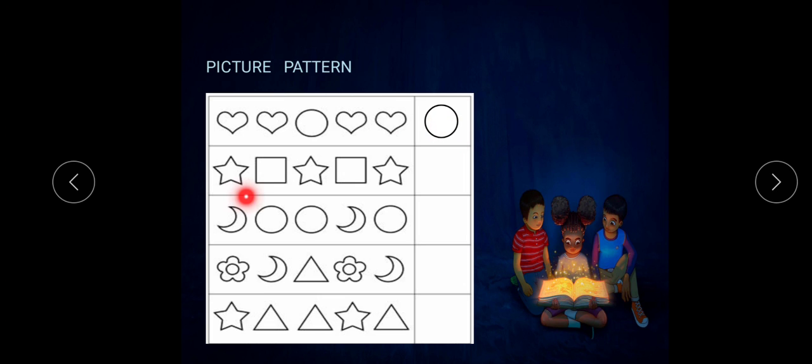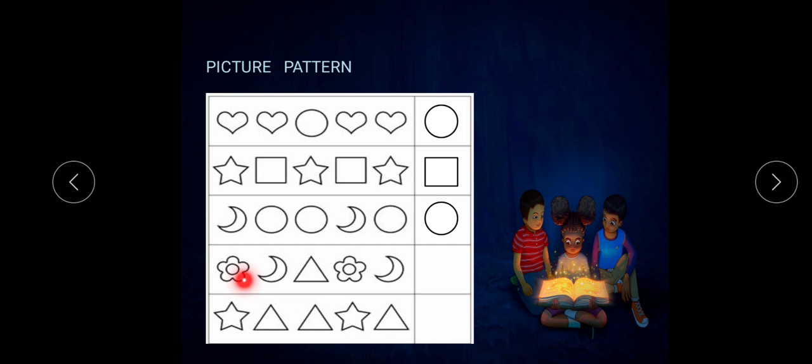And then 1 star, 1 square, 1 star, 1 square, 1 star. And then what will come, children? Yes, another square will come, so that the pattern is correct. Next, 1 half moon is given, then 2 circles, then moon, and then there should be 2 circles, right? But only 1 circle is given, so what will come next? 1 circle to complete the pattern.